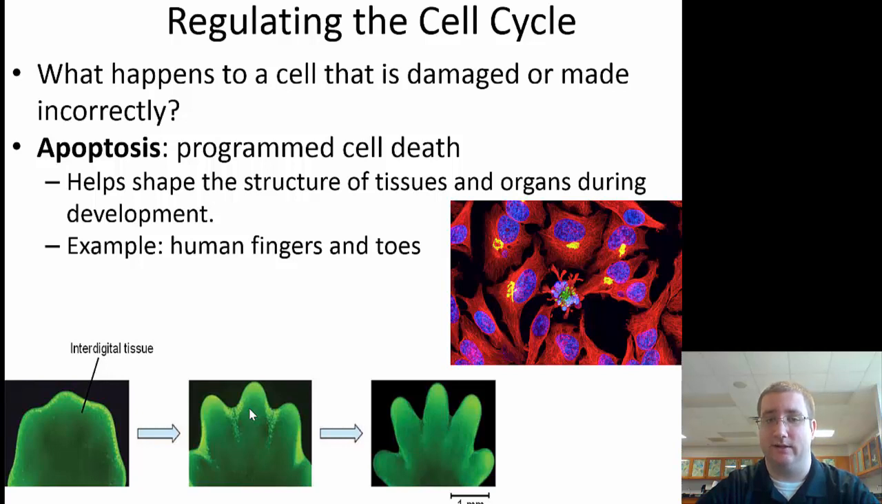It's also a very natural process during human development. If you look at human development, and specifically our fingers and toes, we have these cells in between all our fingers and toes, almost like webbed feet. Well, over time, through apoptosis, those cells will naturally kill themselves and die, and will get rid of that webbing in between our fingers and toes.